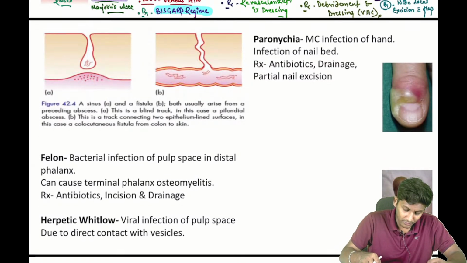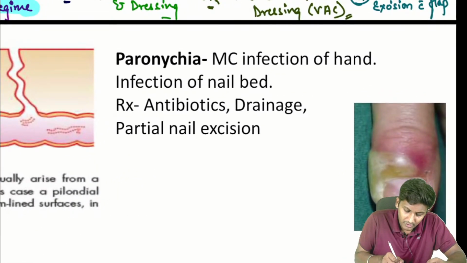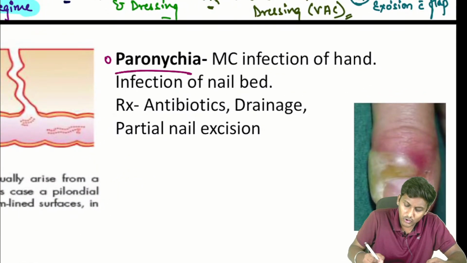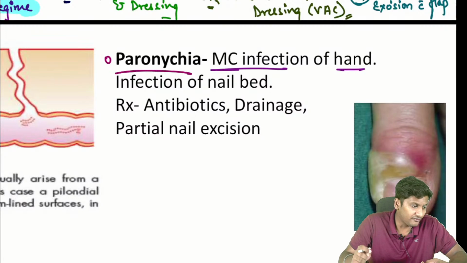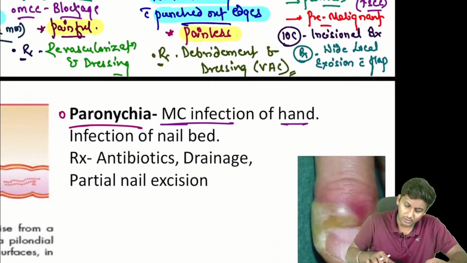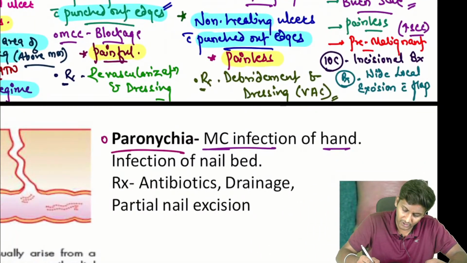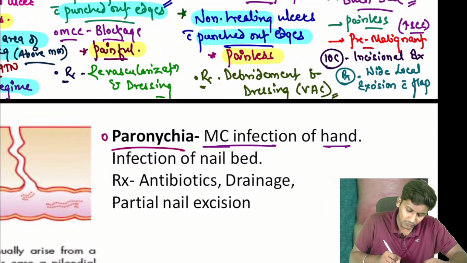So if I talk about paronychia now, what is paronychia, bache? You have to remember, paronychia is the most common infection of the hand. You might have studied this in ortho as well. It is actually the infection of the nail bed.